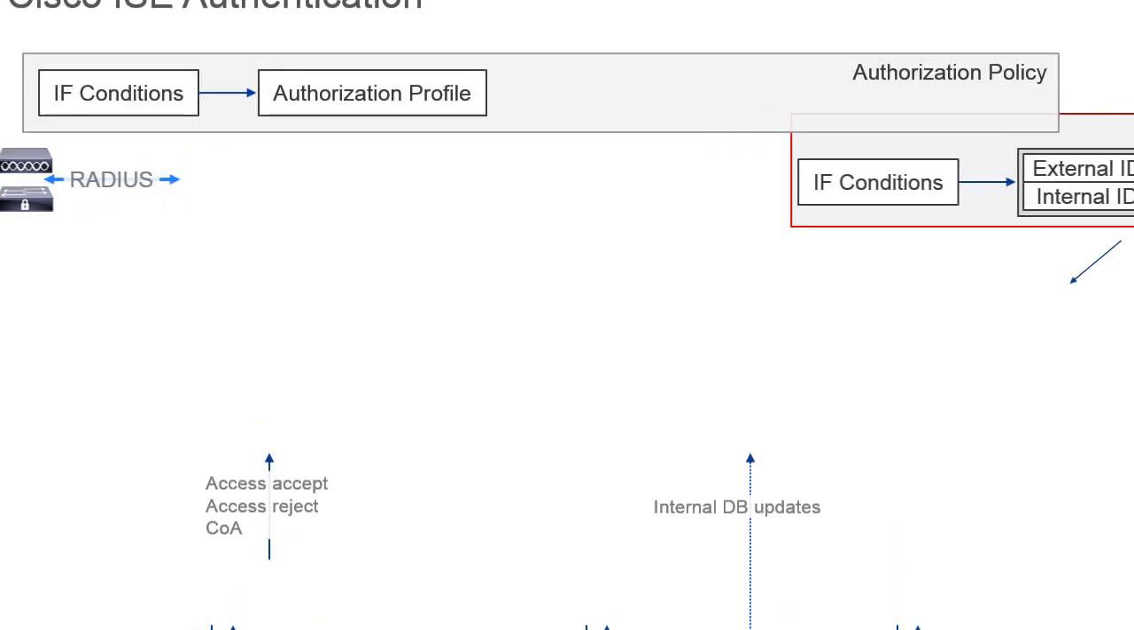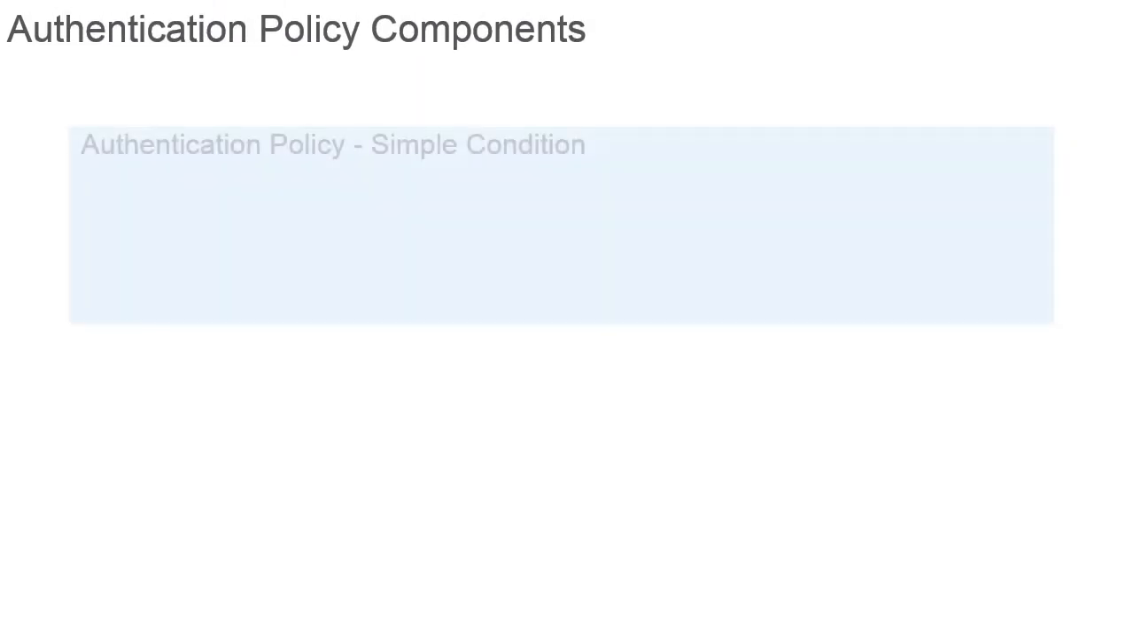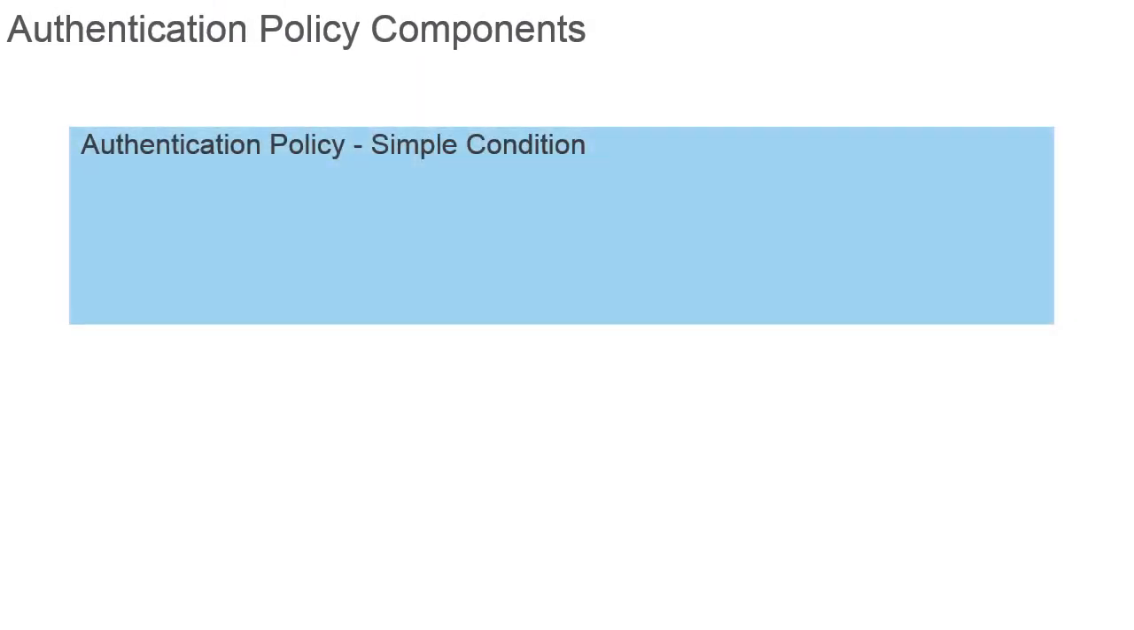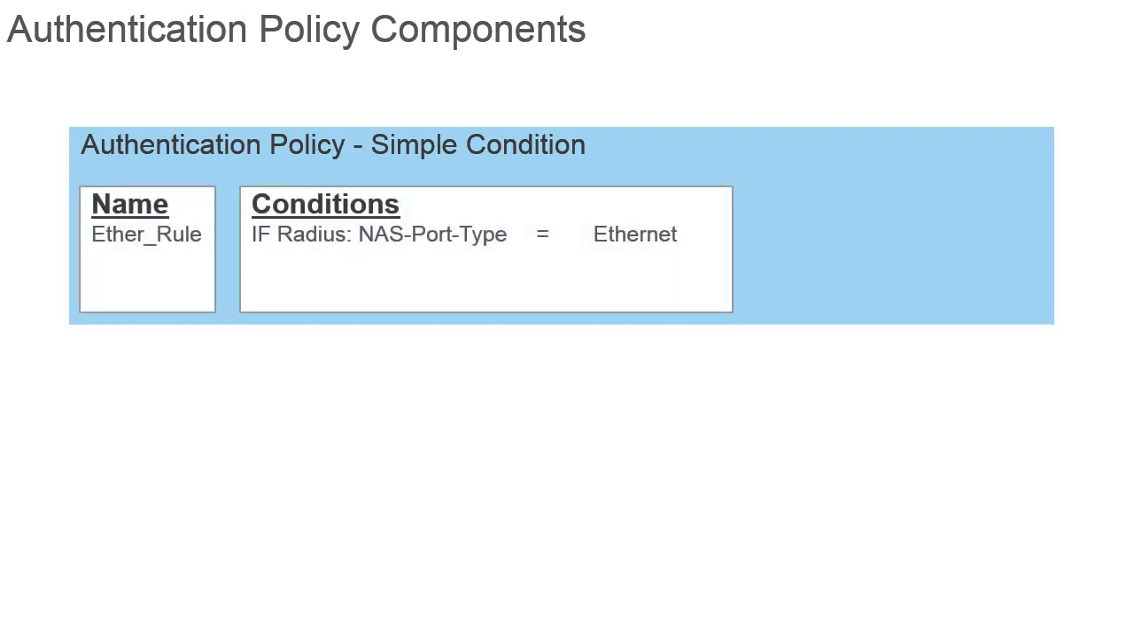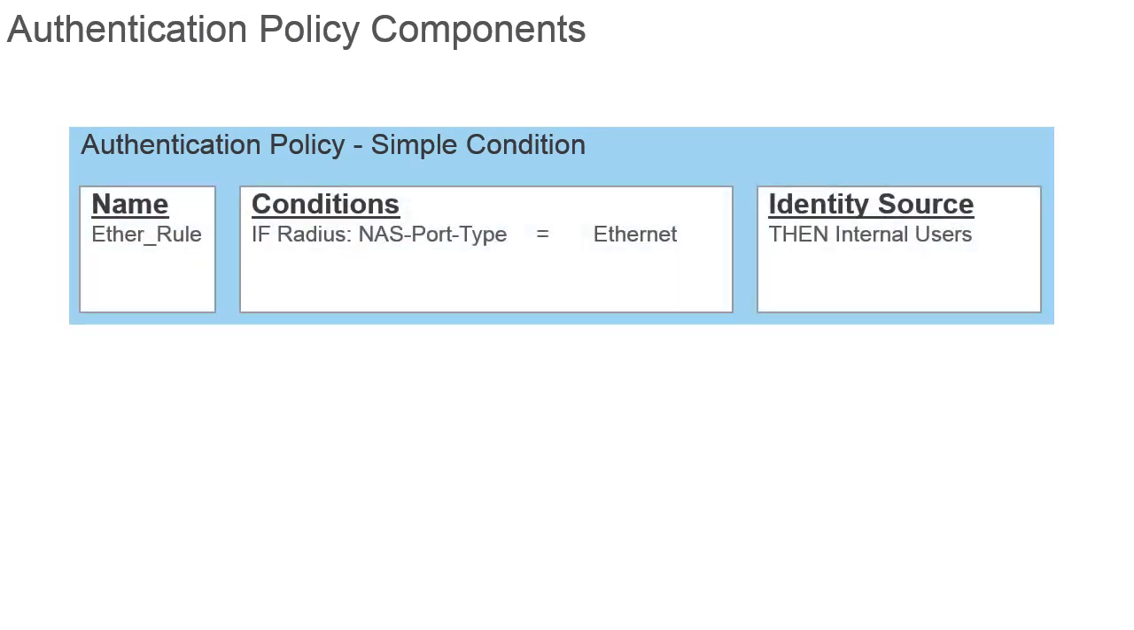we're focused on authentication. Each authentication rule has three components: name, set of conditions, and resulting identity source. The name is any arbitrary name that makes sense to you, perhaps matching some corporate naming convention. A condition consists of an operand or attribute, an operator, and a value. This simple rule's condition states if RADIUS NAS-Port-Type equals Ethernet. If this condition is met, then the Cisco ISE queries its internal user database for credentials.